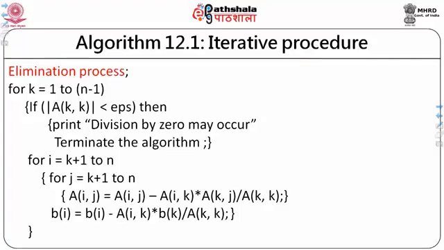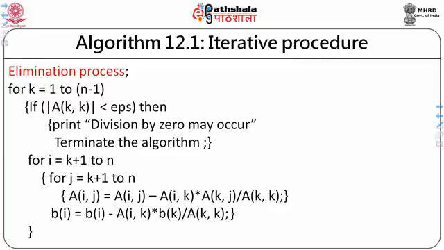Now, we are going to talk about this. So, we are saying that the elimination process starts with row k equal to 1 up to n minus 1, that is, step k equal to 1 to n minus 1. So, there are n minus 1 steps. So, k represents step 1, step 2, up to step n minus 1.